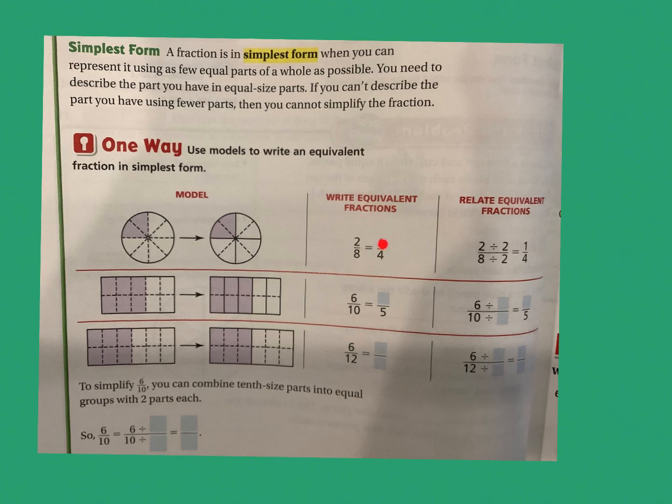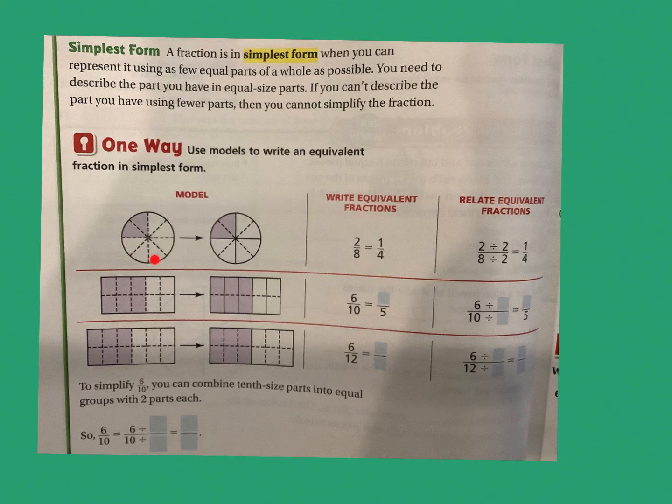Now, 1/4 is at its simplest form because there is nothing I can divide 1 by or divide 4 by, the same number, that will get me a whole number other than 1. I could divide them by 1, but that's not going to change it at all. So what's the point? Other than 1, there's nothing else I can divide it by. So reducing a fraction is just dividing your fraction down to its lowest form.